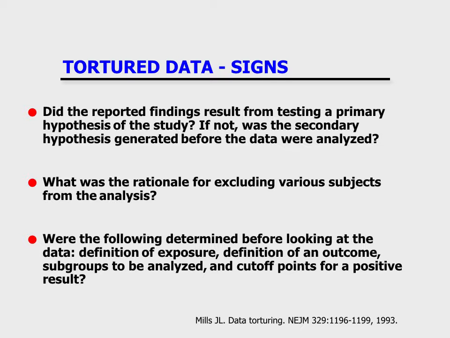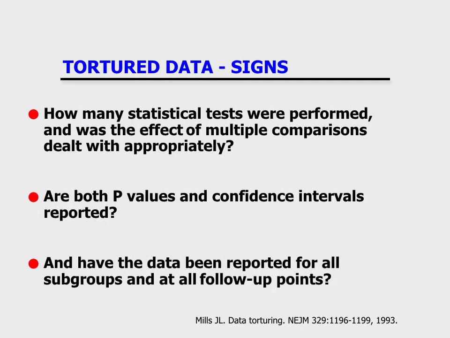defined for positive results? Also, how many statistical tests were performed, and was the effect of multiple comparisons dealt with appropriately, or did you just throw pasta up on the wall to see what stuck? That's really important as well. Are both p-values and confidence intervals reported? And have the data been reported for all subgroups and at all follow-up points? That's also an important point.